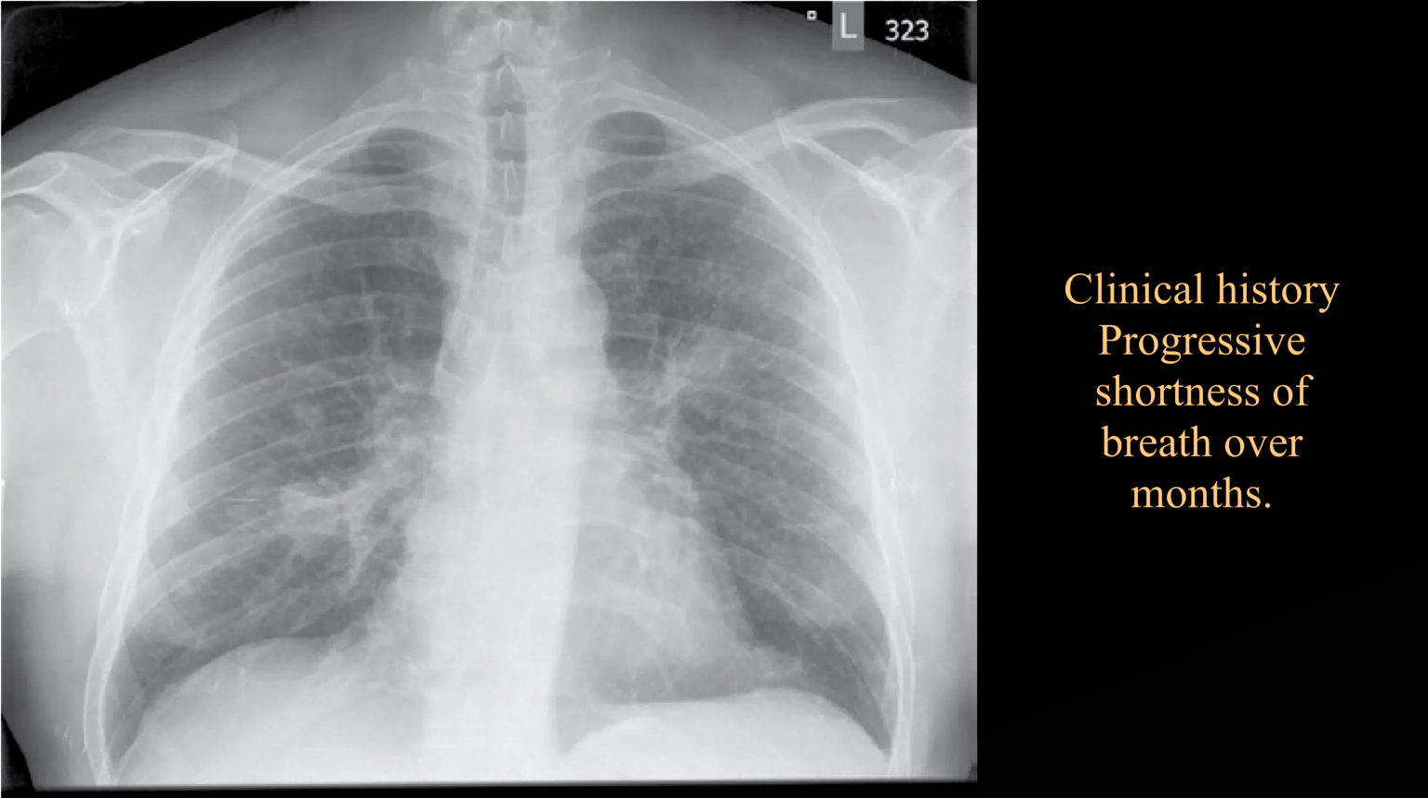There are areas of more confluent opacification within the right mid, left upper and left lower lung zones. Both hila are prominent. The findings would be most likely due to stage 2 sarcoidosis, although tuberculosis, silicosis and lymphangitis carcinomatosa are in the differential diagnosis.